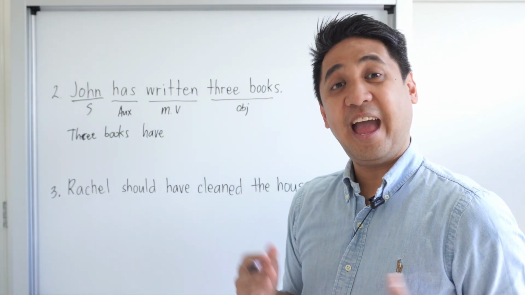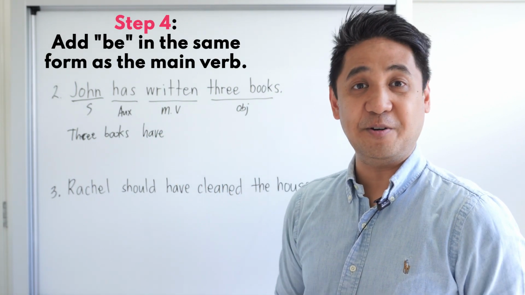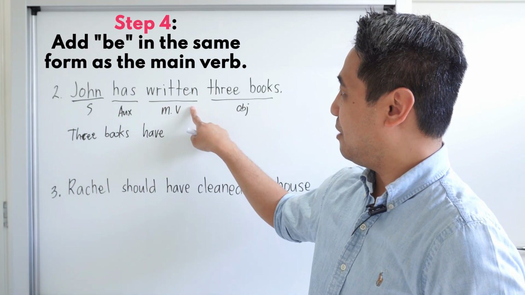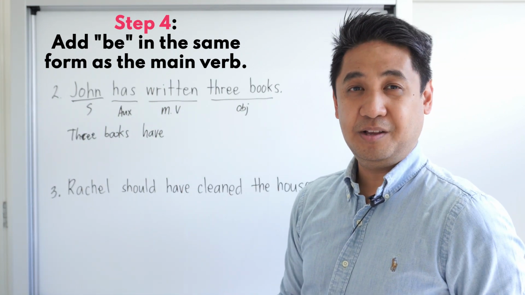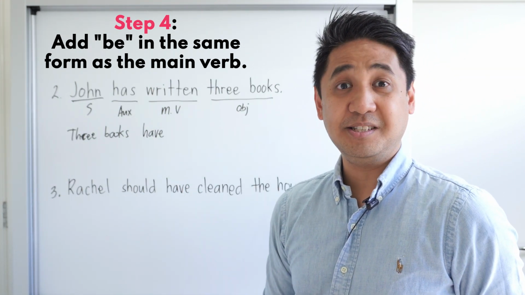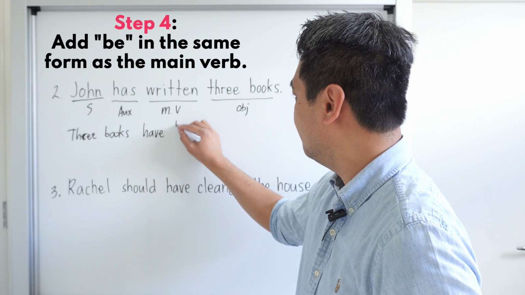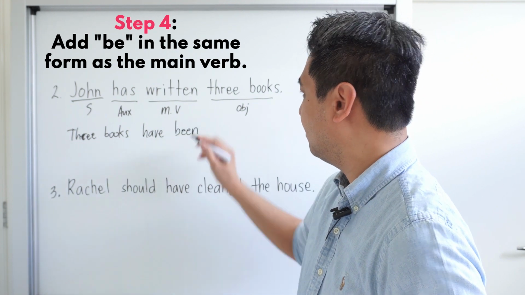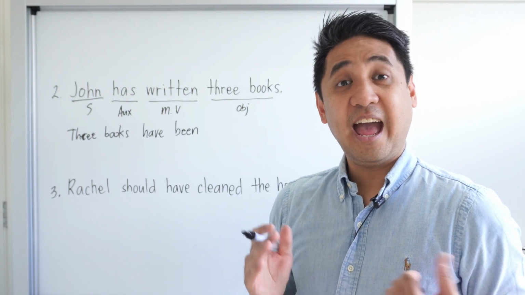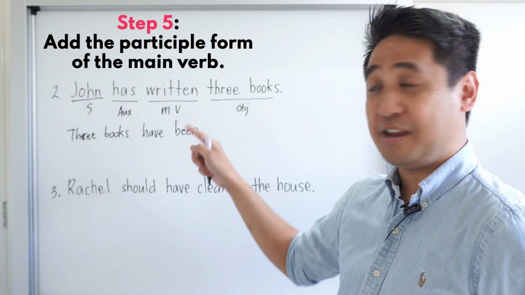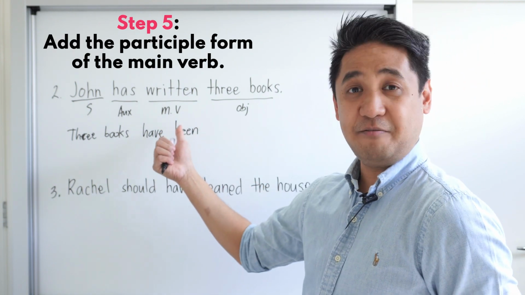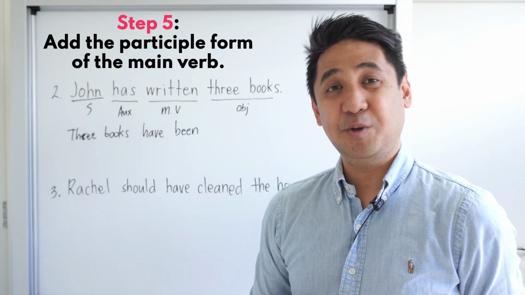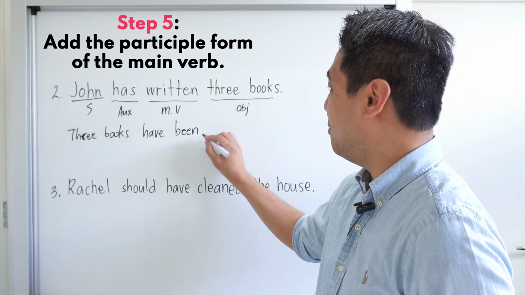Step 4. Add be in the form of the main verb. Now, our main verb here is participle form. So, be in participle form is been. Step 5. Add the participle form of the main verb. Now, since our main verb is already in participle form, we just have to use the same word. Written.